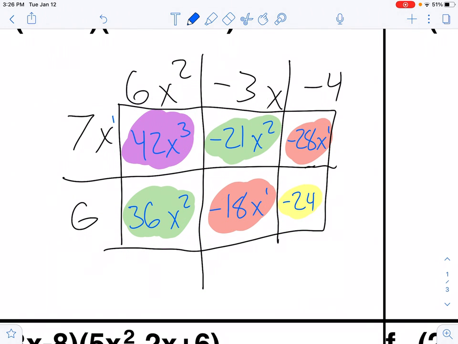So I have, in purple, 42 x to the third. And then from my greens, I'm doing 36 minus 21, which will give us positive 15 x squared. I have a negative 18 and a negative 28, so I'm going to add those up and keep the sign. That's going to give me a negative 46x, and then my negative 24 didn't have anybody.